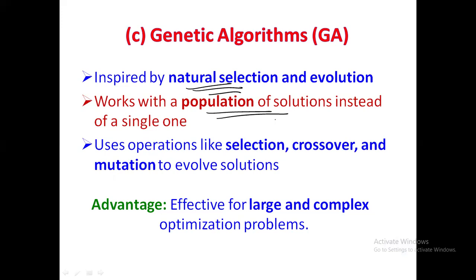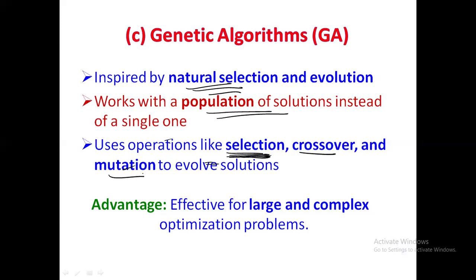This algorithm begins with an initial population of randomly generated solutions. Each solution, often represented as a chromosome, is evaluated based on a fitness function which determines how good the solution is. The algorithm then applies three key genetic operations. This is very important for objective type questions. The three important operations are selection, crossover, and mutation.